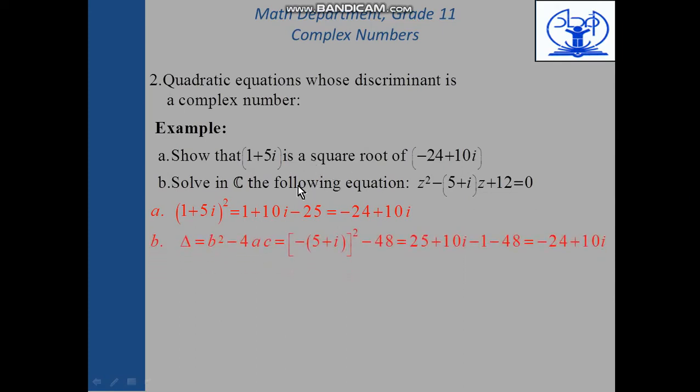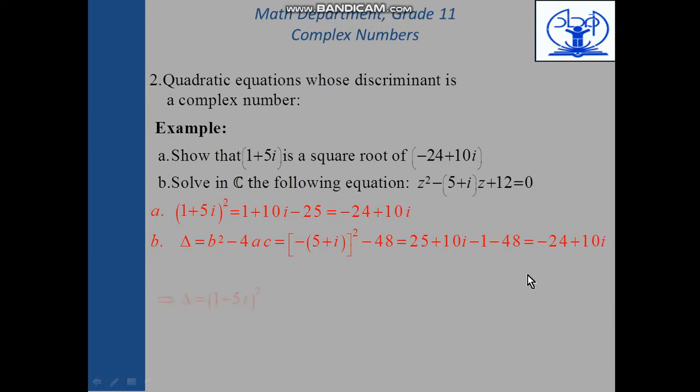Now to solve this quadratic equation, we calculate the discriminant delta. Delta equals b squared minus 4ac, minus (5 plus i) squared minus 4 times 1 times 12, which equals minus 48. Here (a plus b) squared equals 25 plus 10i plus i squared, minus 1. So the final answer is minus 24 plus 10i. Remember that we cannot keep i in the radical.